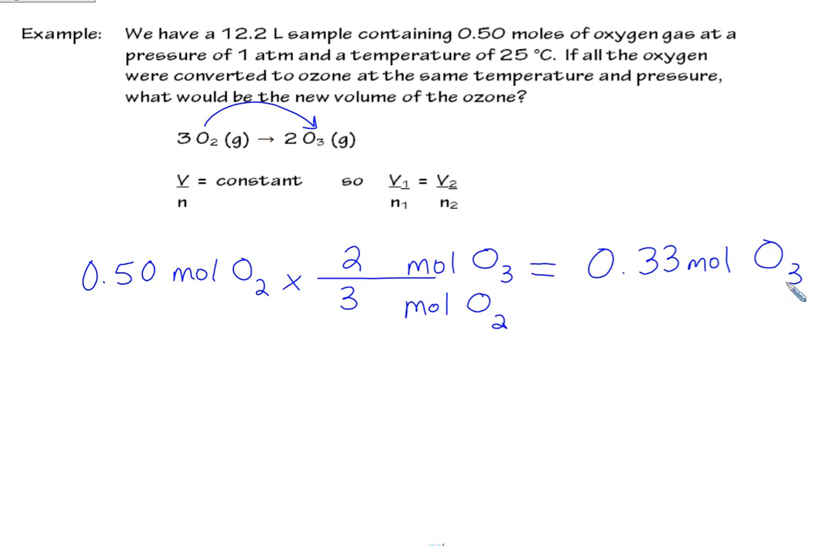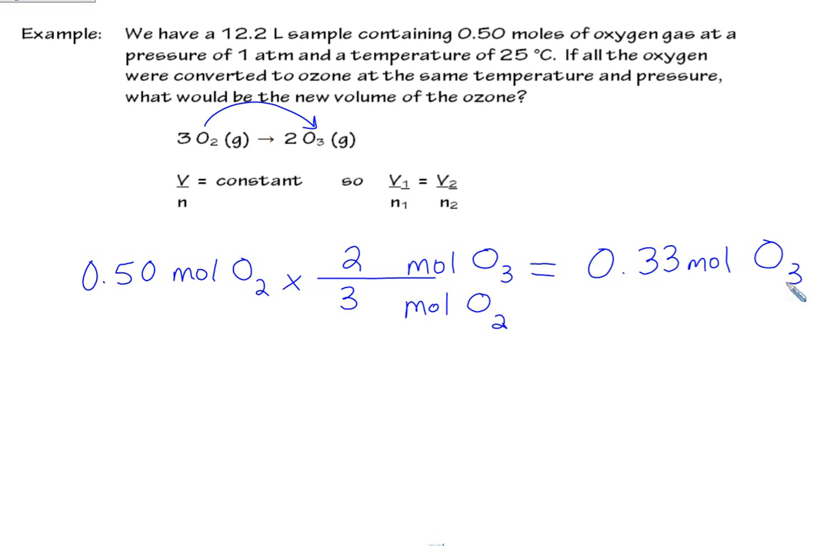So according to this balanced equation, I'm going to end up with less particles. That should create a smaller volume. It doesn't matter the identity of the particle. Like those balloons, the volume is the same regardless of the identity of the particle. The mass would be different. Okay, so let's do a little relationship here. Let's set up a proportion.